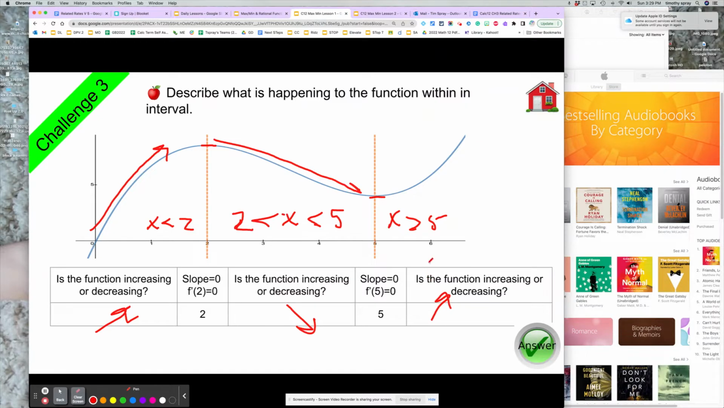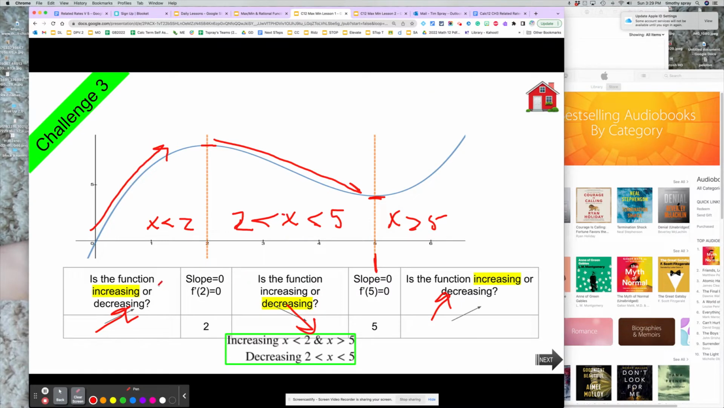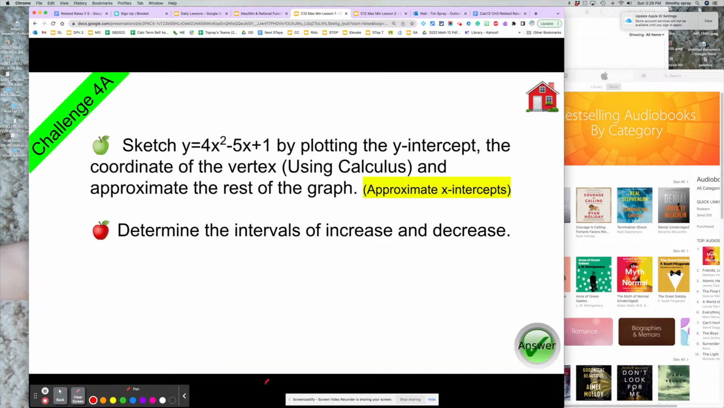So that's what you're learning right now. What does increase, decrease mean, and what are the critical numbers? The critical numbers here are 5 and 2. And we can see that right there.